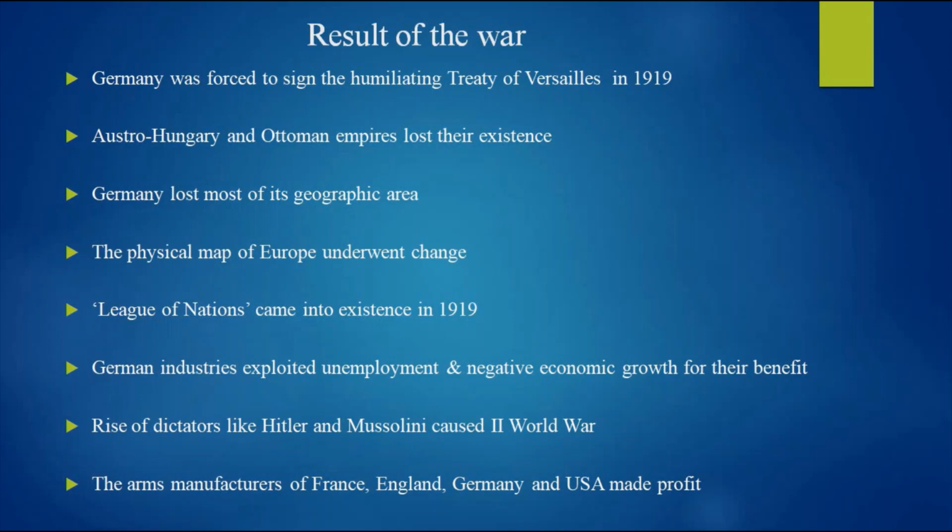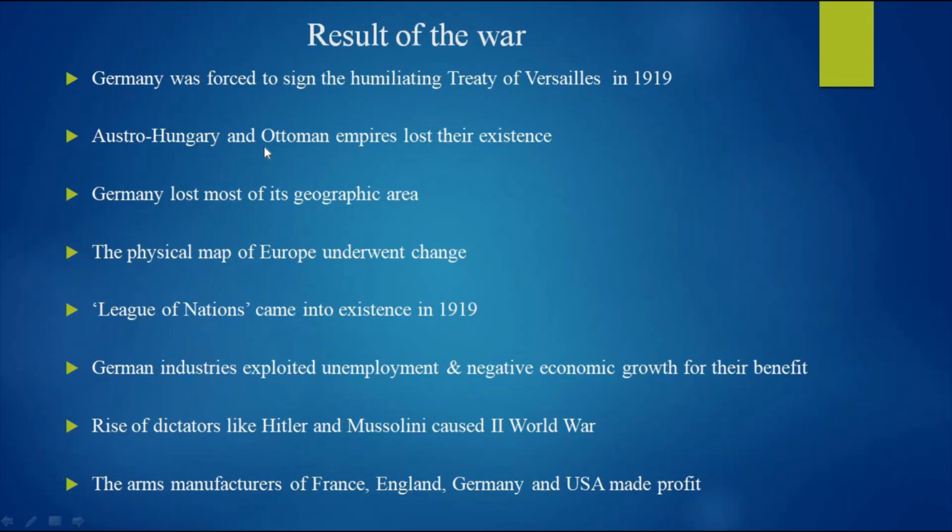And the defeated country Germany was levied a huge war indemnity, $6,600,000,000 in 1919, just imagine. So as a result, its economic condition was completely destroyed. So that is the humiliating treaty, and this became the cause for the Second World War also.